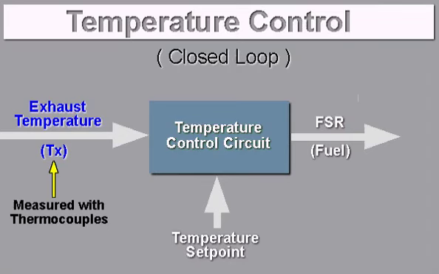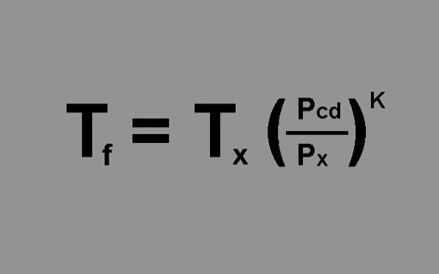Therefore, the temperature control loop uses exhaust temperature as measured by several thermocouples as feedback to control and monitor turbine temperature. Using this formula, the temperature control system calculates the turbine firing temperature. It is equal to the turbine exhaust temperature multiplied by the expansion ratio across the turbine divided by the barometric pressure. And this expansion ratio is elevated to some constant K.